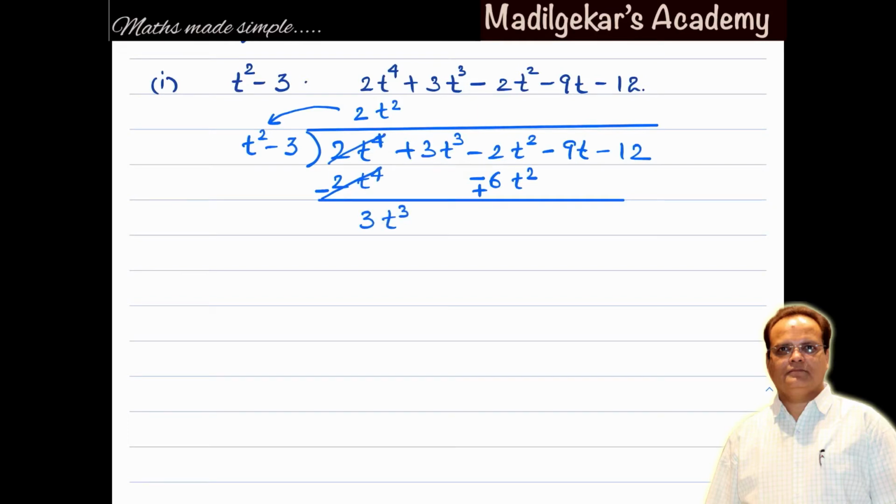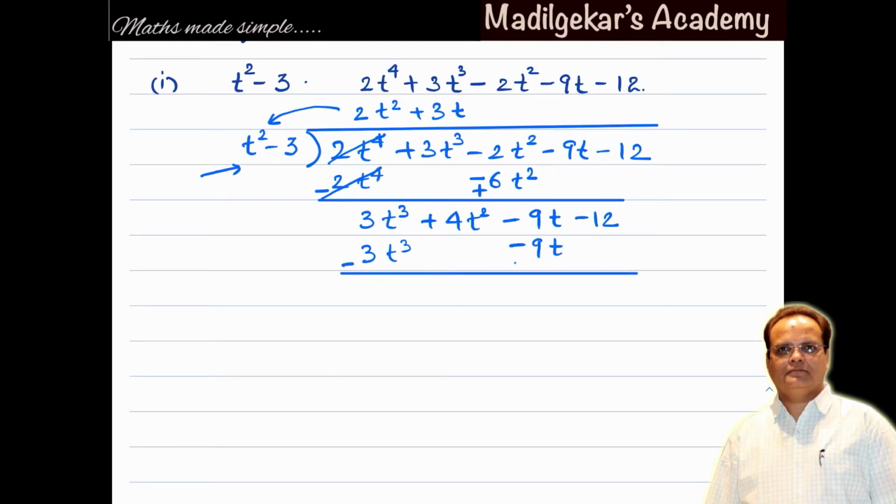Take 3t cube now. 6 and minus 2 is 4t square minus 9t minus 12. Now multiply t square by 3t in order to get 3t cube. Minus 3 into 3t is minus 9t. Again subtracting, 3t cube gets cancelled. Now we have 4t square, 9t also gets cancelled, minus 12.